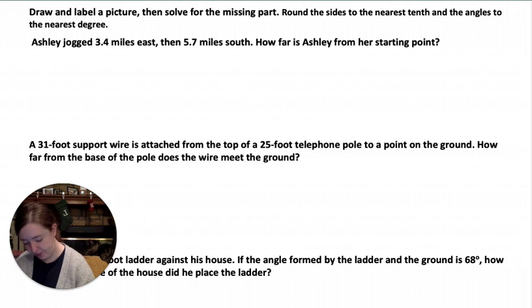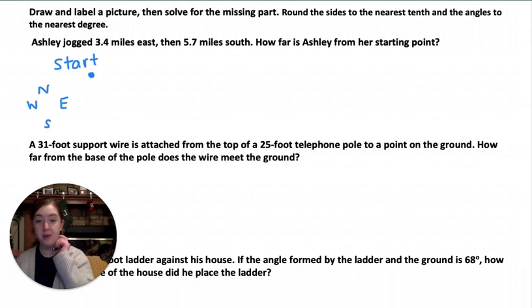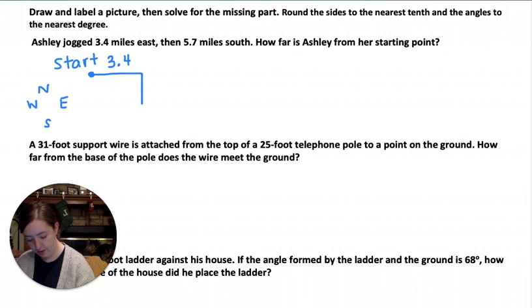So, here was our starting point. Real quick, I'm going to make a little compass rose. Never eat soggy waffles. There we go. So first she goes east, 3.4 miles. Then she turns and goes south, 5.7 miles.